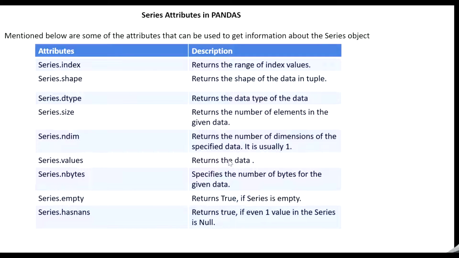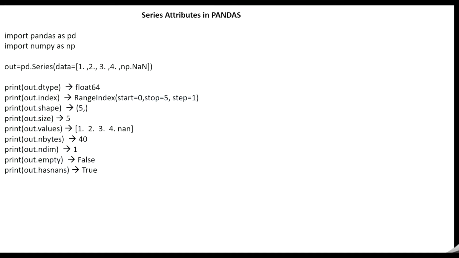Series.values returns the data values present in the series. Series.nbytes specifies the number of bytes for the given data. Series.empty will return true if the series is empty, else it returns false. Series.hasnans returns true if any of the values is null in the series, else if all the values are not null, then it returns false. So now with an example, let's see how it works in Pandas.